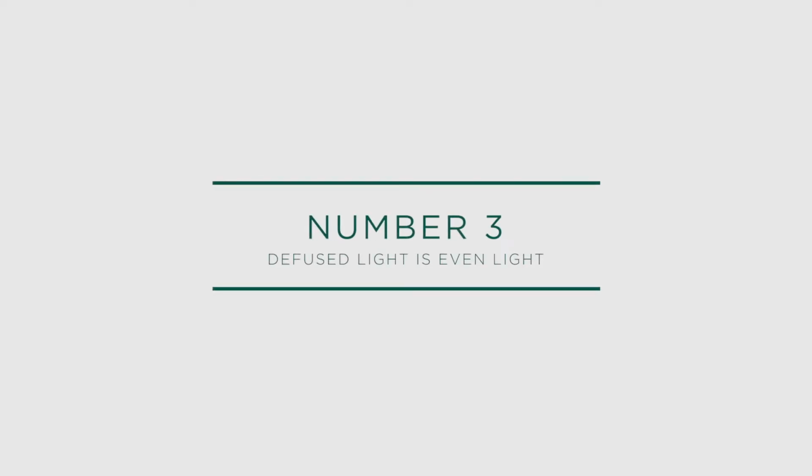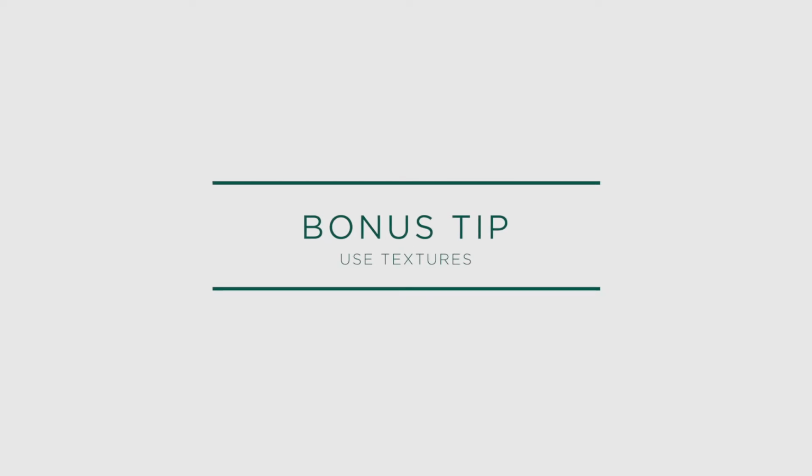The third and final thing you need to know about diffused light is that it's very even across the board. It really just evens out everything. Everything looks relatively well balanced in terms of light, and you can use that effect to really create this muted ambient tone.